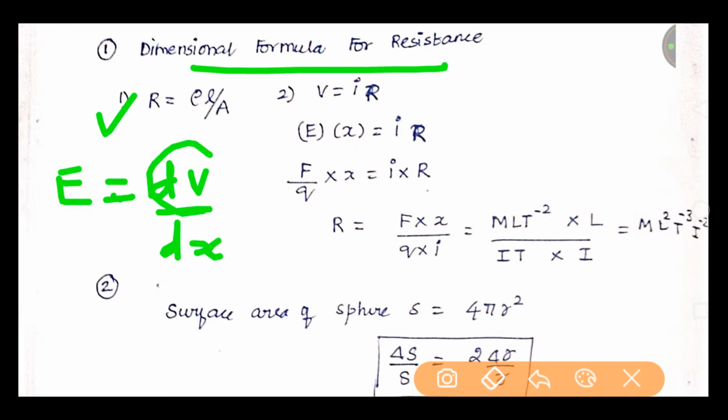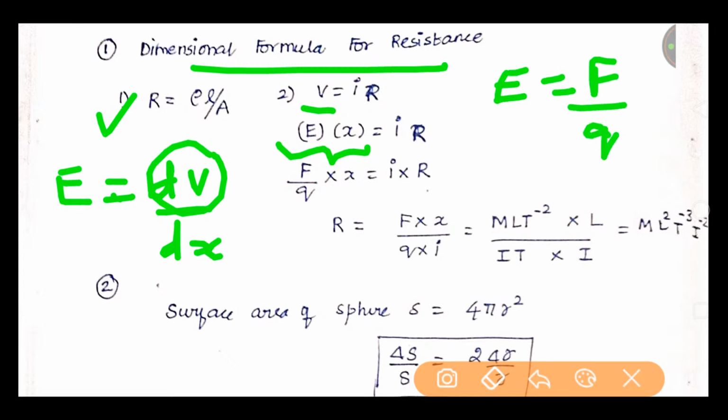So based on this, V can be written as E into X. And another formula we know, E is equal to F by Q. So E is equal to F by Q and V as usual is I into R. Now R is equal to F into X by Q into I. R means resistance. We need to find the dimensional formula for resistance. Force means mass into acceleration. Mass means M. Acceleration means L T power minus 2. X means some distance L.